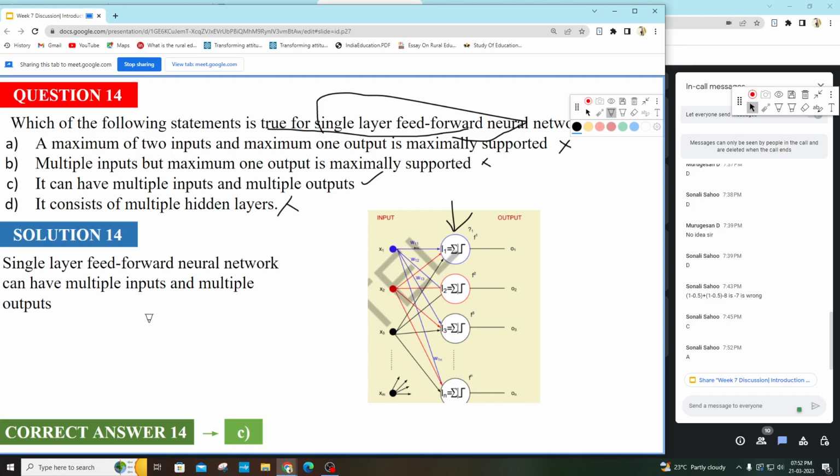So this is very simple, I think. Sonali, A is not correct because it says 2 inputs and a maximum of 1 output. We can have many inputs as well as many outputs. The only thing is we have to take one layer of neurons: one layer of neurons and more inputs and outputs.